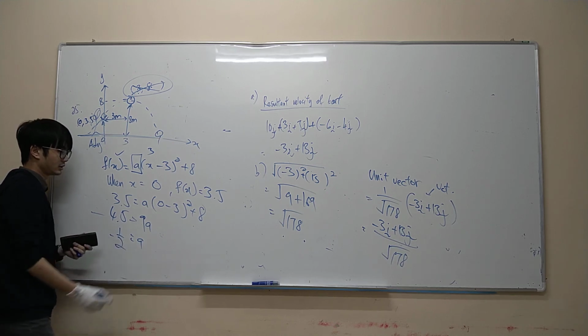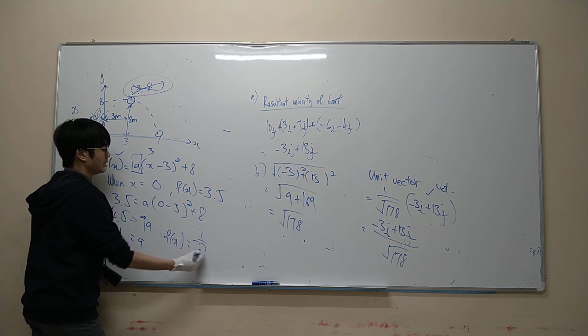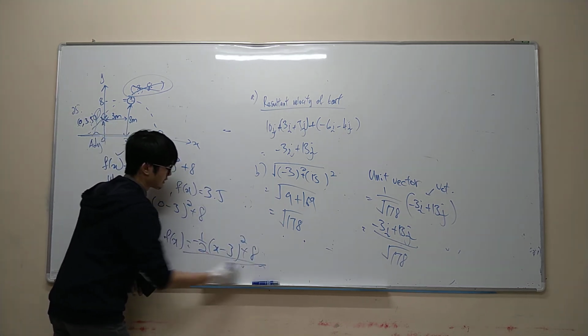Negative 1 over 2. So what is the final answer? f(x) equals a is negative 1 over 2, so f(x) = -1/2 (x - 3)^2 + 8. So that is the answer.